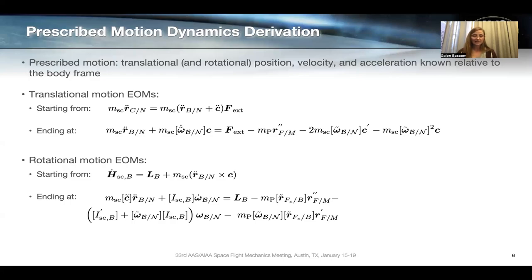But the idea is that for both the translational and rotational motion on the hub, we start from very basic laws of physics, and we manipulate all these quantities so that we have everything in terms that we know or can calculate. Then on the left-hand side of these equations, we have either the linear or the rotational acceleration of the hub, so that we can put that into our integrator. That's true for both the translational motion, which starts from Newton's second law, and the rotational motion, which starts from Euler's equations.